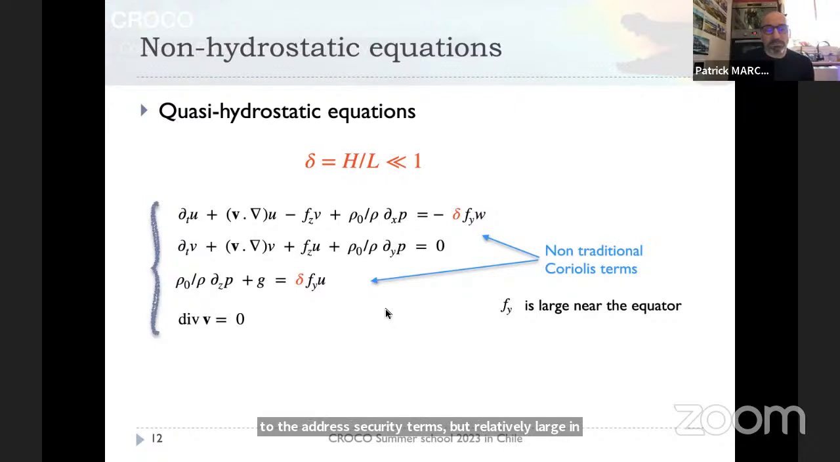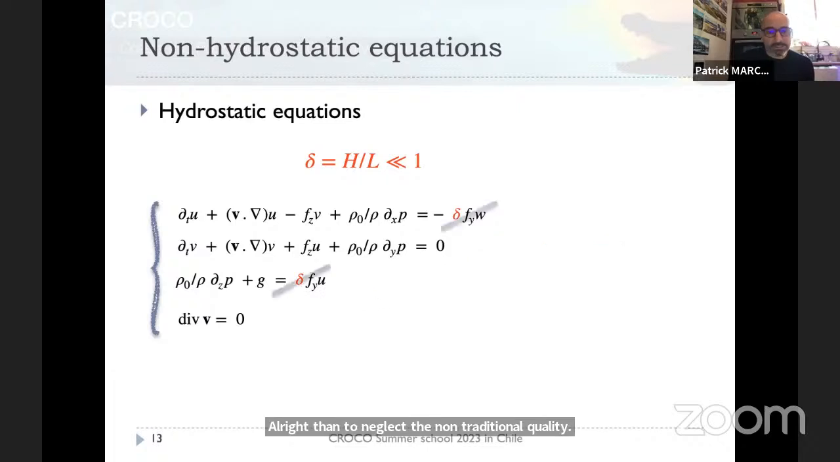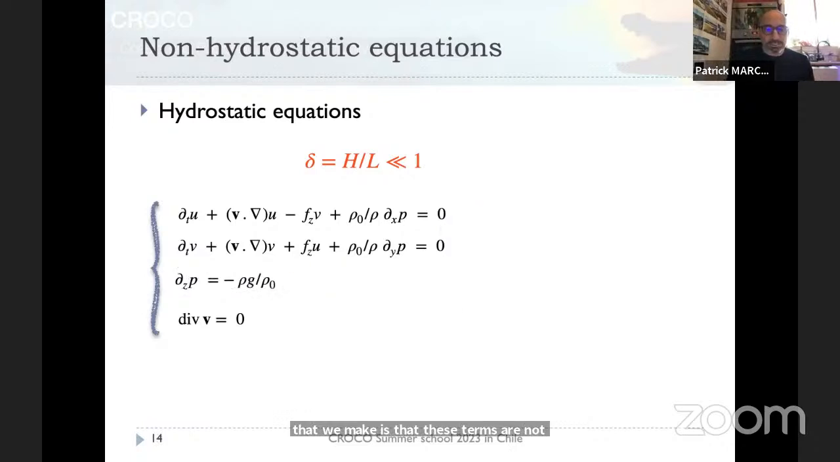So for large-scale problems near the equator, this set of equations that are called the quasi-hydrostatic equations can be used with good benefit, although a lot of people tend to neglect the non-traditional Coriolis terms at the equator also. Then the last assumption that we make is that these terms are not important enough to consider, and in this case, we have the most used equations for the ocean that are the hydrostatic equations. Sometimes we call them the primitive equations.